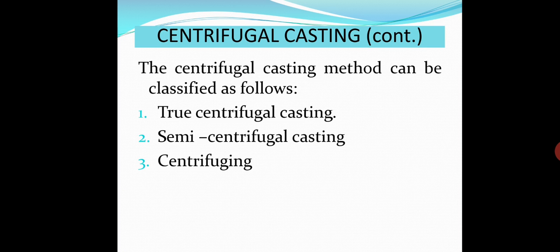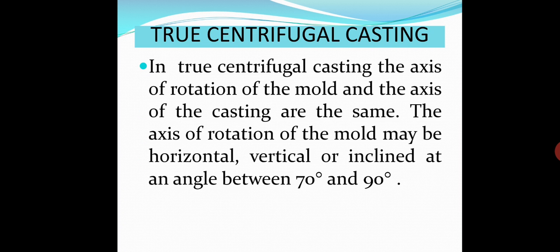The centrifugal casting method can be classified as follows: true centrifugal casting, semi-centrifugal casting, centrifuging. So, we will discuss true centrifugal casting. In true centrifugal casting, the axis of rotation of the mold and the axis of the casting are the same. Axis of rotation of the mold and axis of the product is same. The axis of rotation of the mold may be horizontal, vertical, or inclined at an angle between 70 degree to 90 degree.